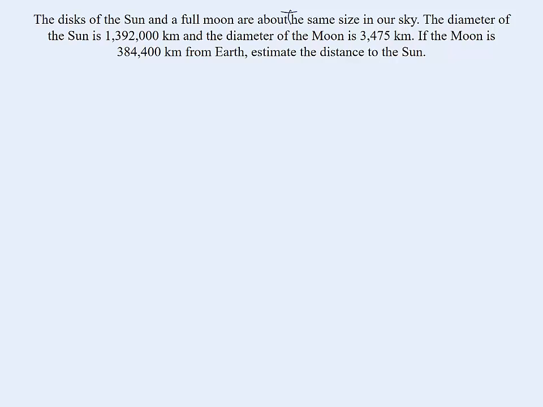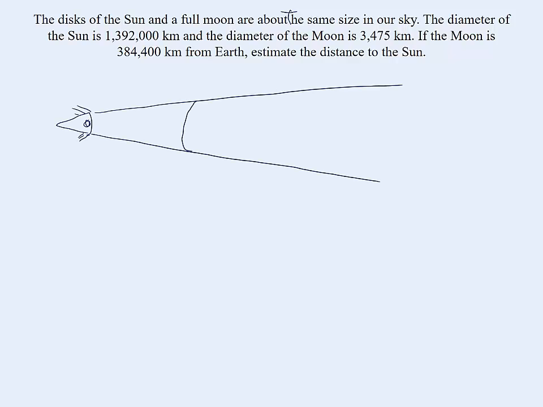All right, well, in order for the disks to appear to be the same size to us, they must subtend the same angle to our eye. In other words, when we look up at the sky, the moon must fill the same space in our eye as the sun does. Bit of a demented looking person there, but this is an eyeball.